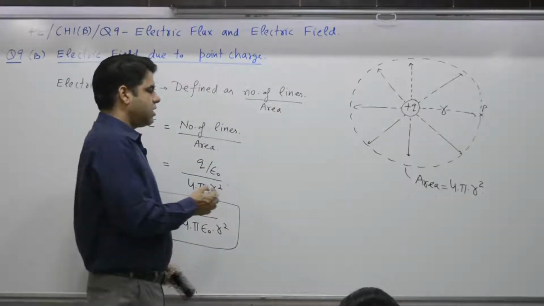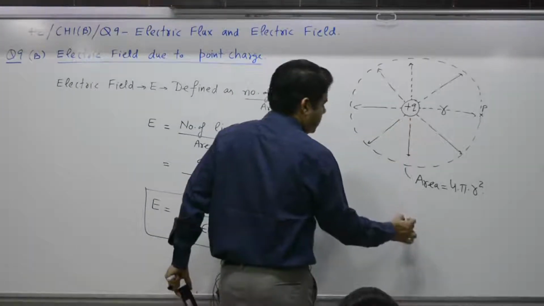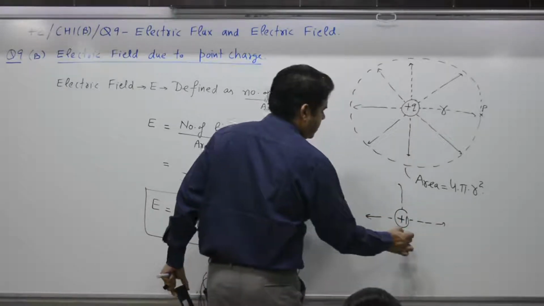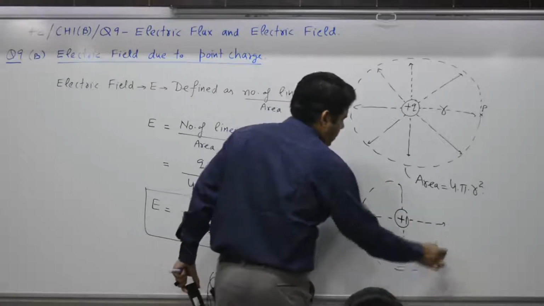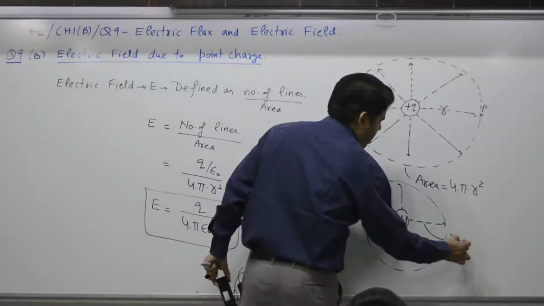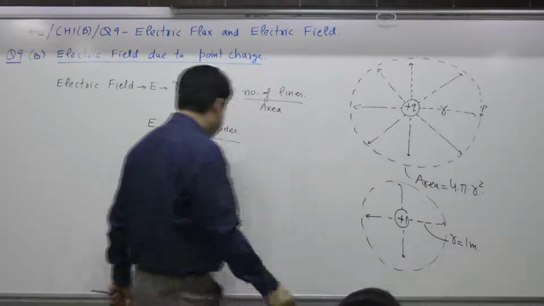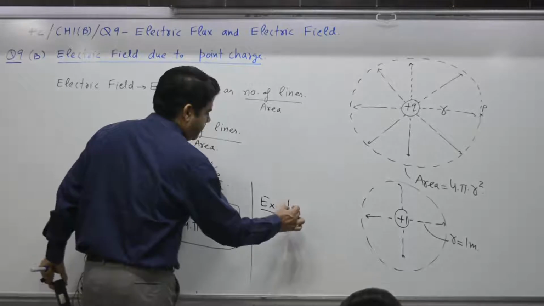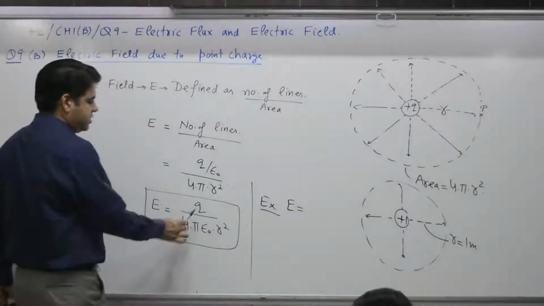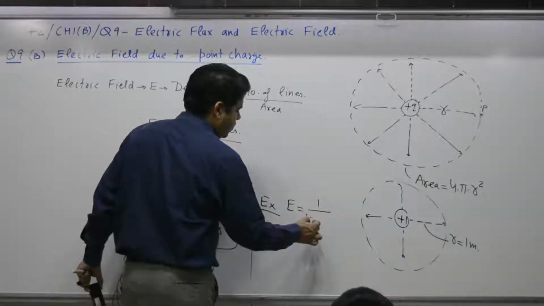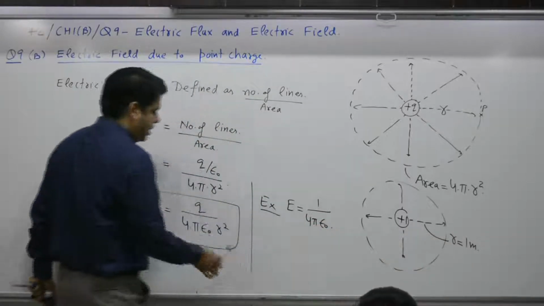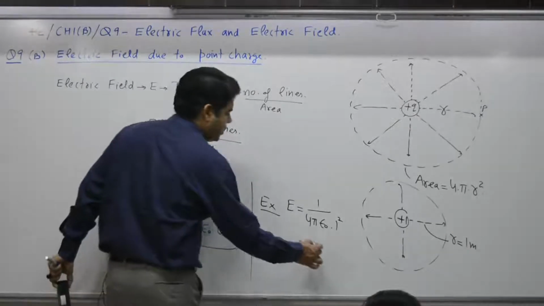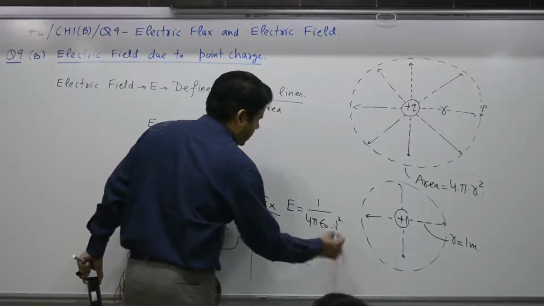If, as an example, it is 1 coulomb charge and you have to find out field at r is equal to 1 meter, then electric field comes out to be what? How much is the charge? 1 over 4 pi epsilon naught. R is also 1 meter, 1 square. 1 by 4 pi epsilon naught is equal to what? 9 into 10 power 9.